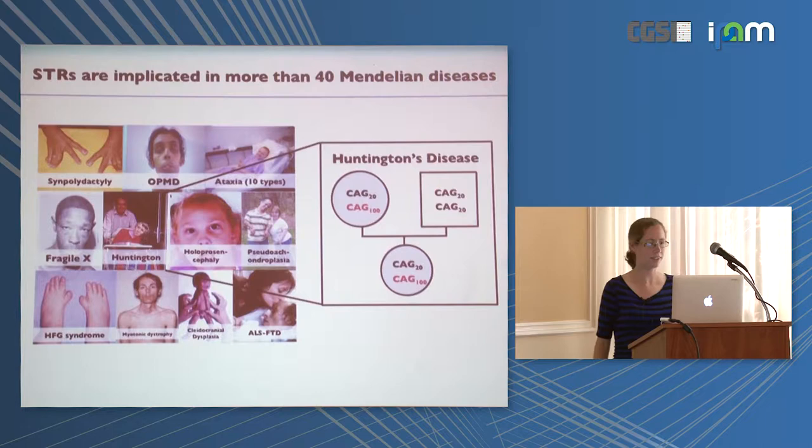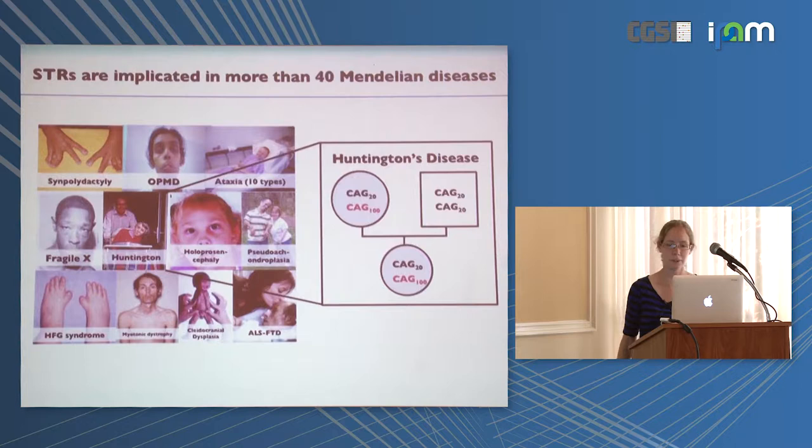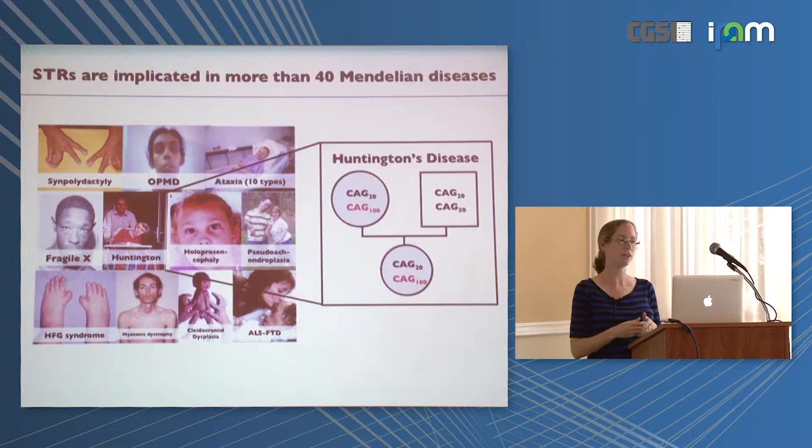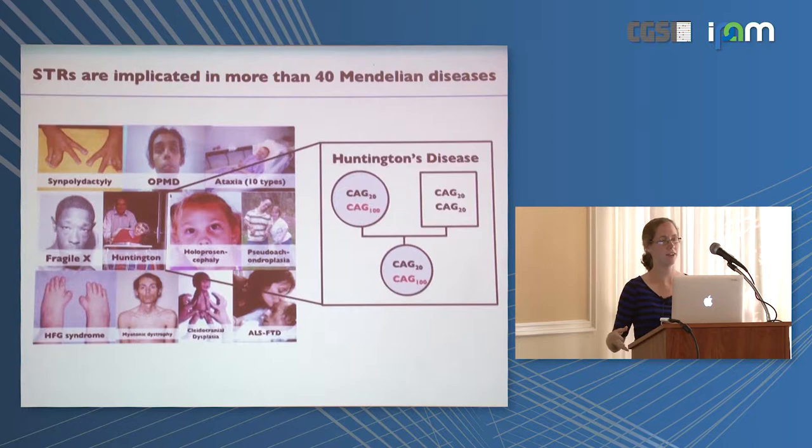polyglutamine. Most people have around 20 or so copies of this CAG repeat. In some cases, it can expand to say 40 or more copies of the CAG repeat. In that case, you end up with this devastating neurological disorder. And many of these disorders follow similar trends, where you get some large expansion in the number of repeats. Usually in coding regions, they can also fall in other places.